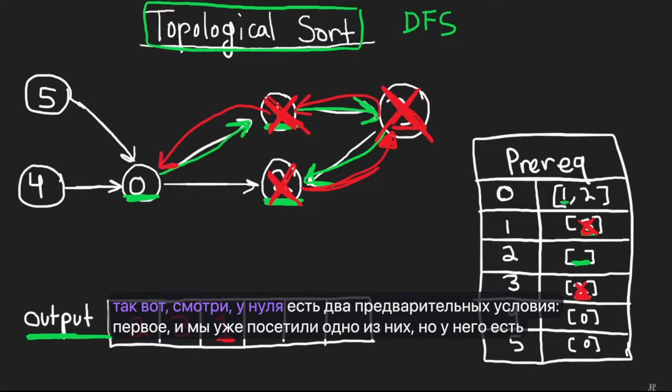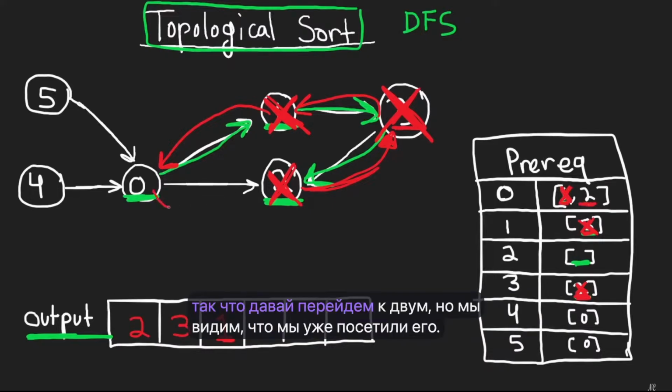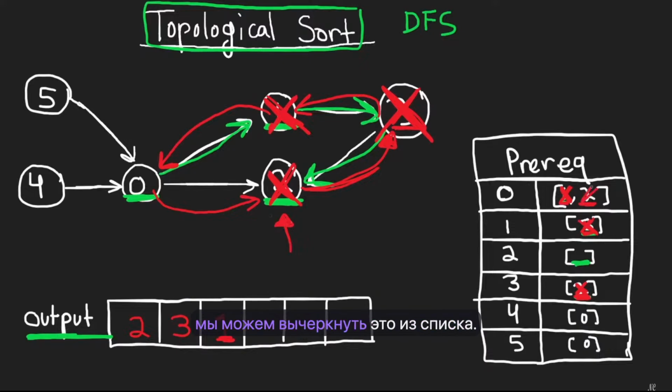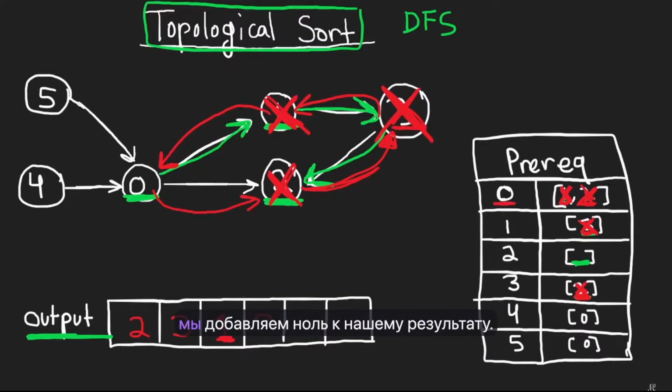So look, 0 has 2 prerequisites, 1, and we already visited 1, but it has one more prereq, 2. So let's go to 2, but we see, right, we already visited it. We don't have to do it again. We can cross this out. So in reality, 0 does not have any prerequisites remaining. So what do? We add 0 to our output.